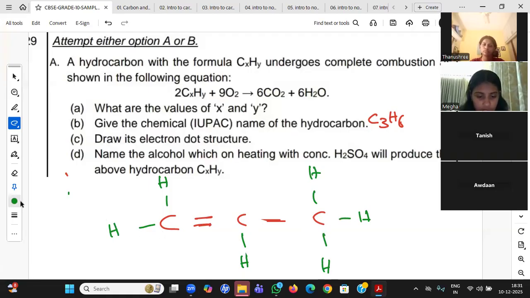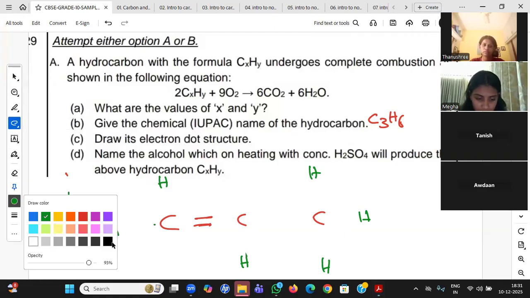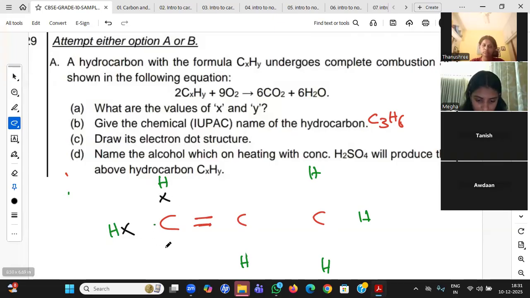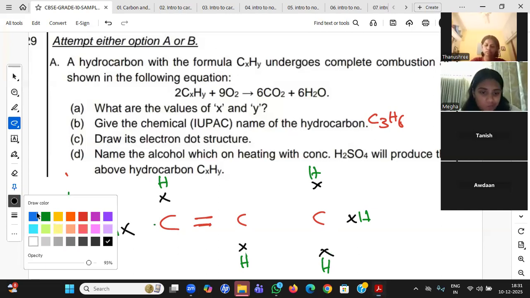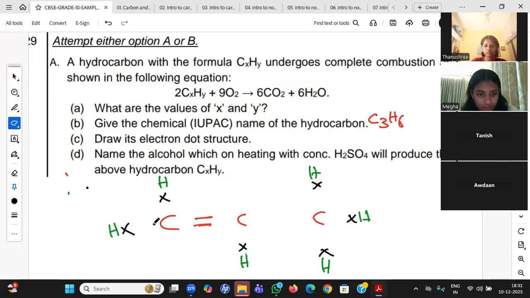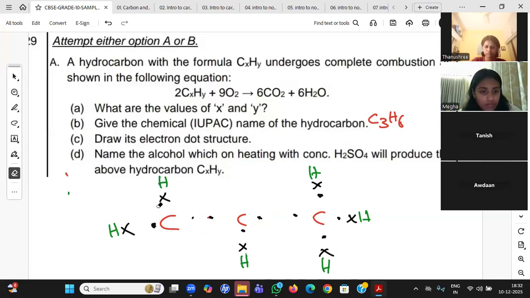Now after adjusting, you simply erase the sticks and keep crosses and dots. That's all. You can keep a cross for hydrogen, cross for hydrogen, cross for hydrogen, and dots for this particular carbon. I'll erase this. That's all. You see how easily the electron dot structure came.